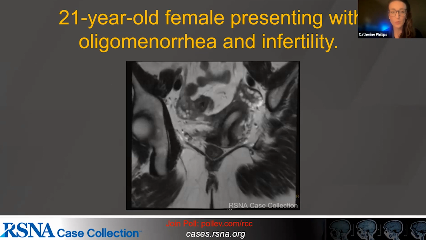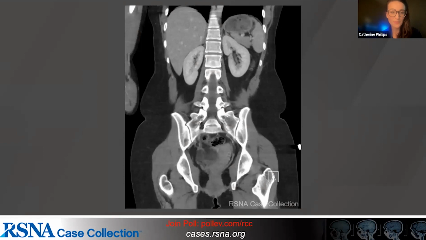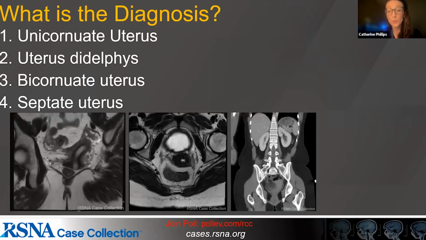All right, this is a 21-year-old woman presenting with oligomenorrhea as well as infertility. And here we have a coronal T2-weighted MRI image at the level of the pelvis. Next slide. As well as a T2-weighted axial image at the level of the cervix. Next slide. And then now a coronal contrast-enhanced image of the abdomen and pelvis at the level of the kidneys.